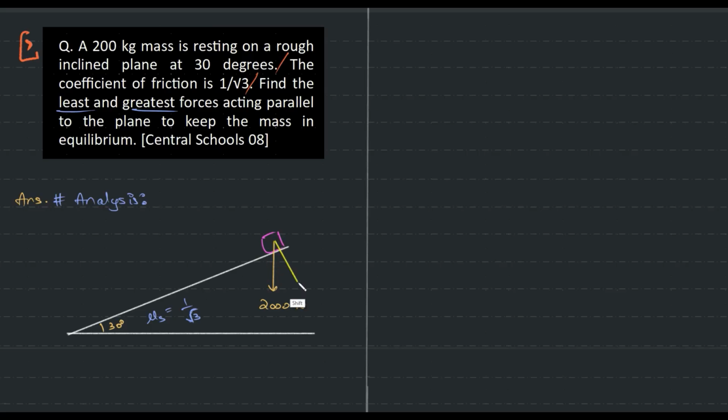Now, first things first, let's resolve this weight parallel and perpendicular to the surface. So this is 30 degrees. This will be cos 30, which is root 3 by 2, and this is divided by 2. These are all the forces that we are looking at. Now, we'll start with the case of the least value, least force.